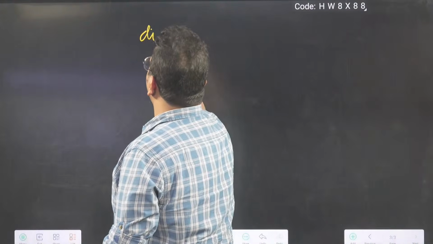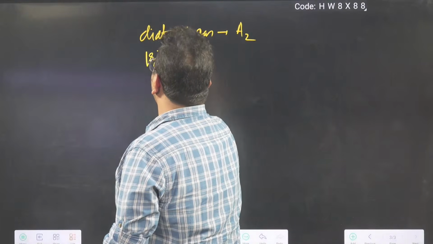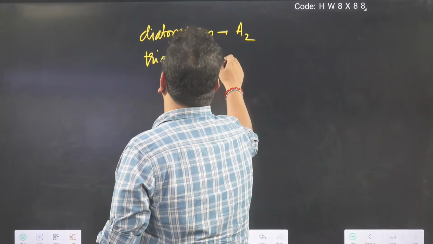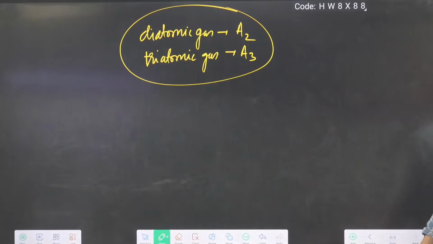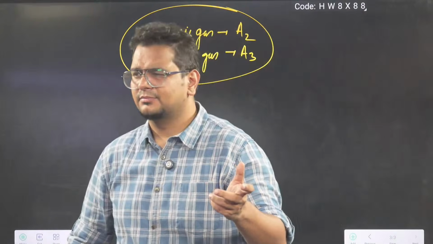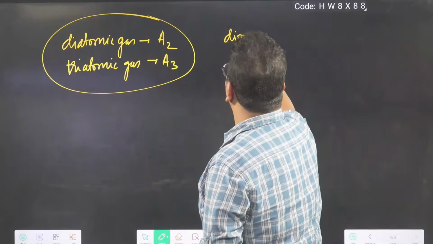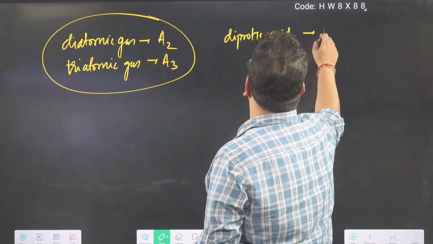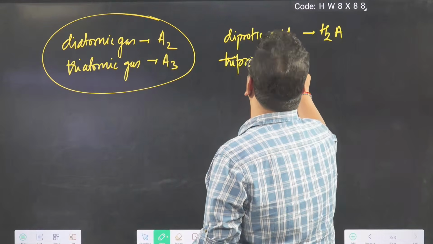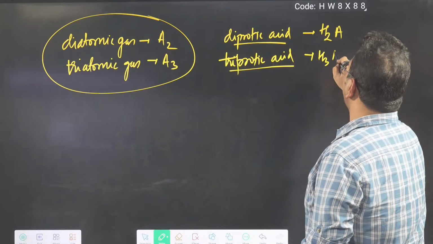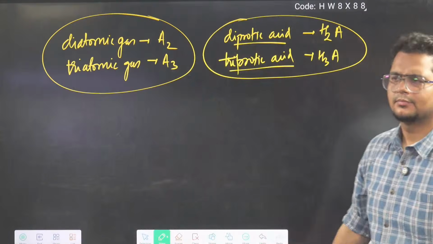If someone says diatomic gas, it means A2. Triatomic gas, it means A3. Diatomic gas, triatomic gas, you should know these basic terms. If someone says diprotic acid, you will say H2A. Triprotic: protic means proton, proton means H plus. Triprotic acid, H3A. This is diprotic, triprotic. Getting it, bhaiya?